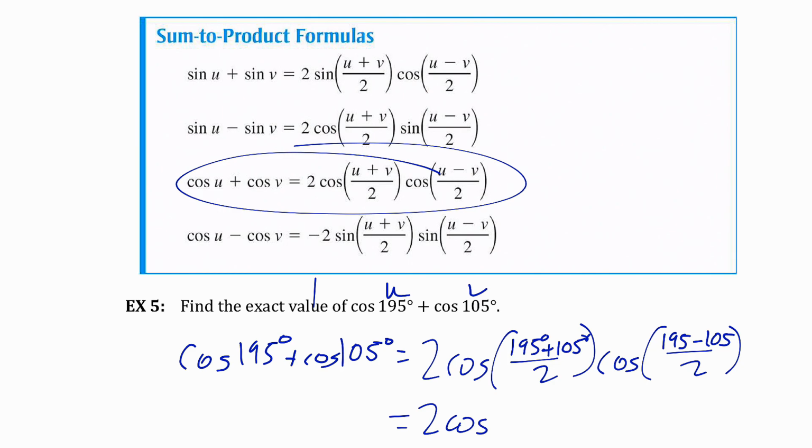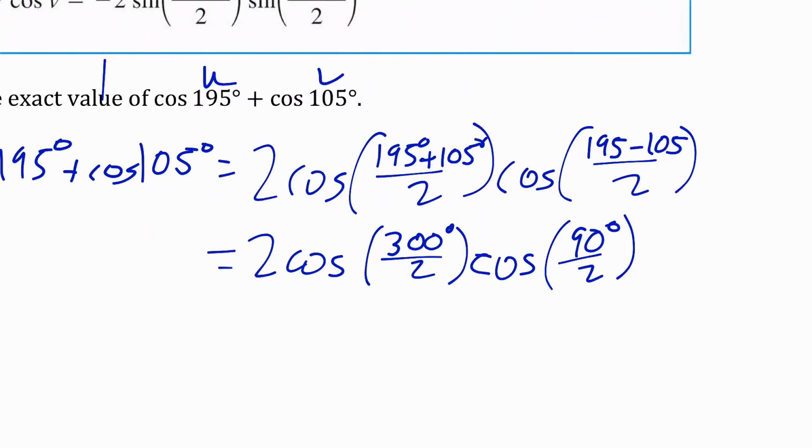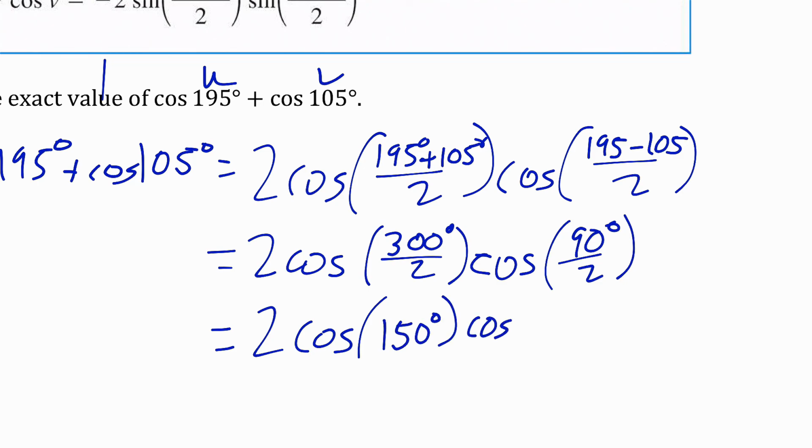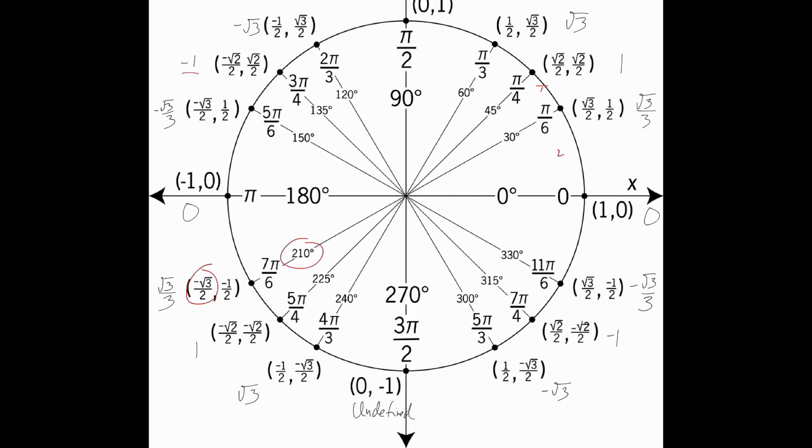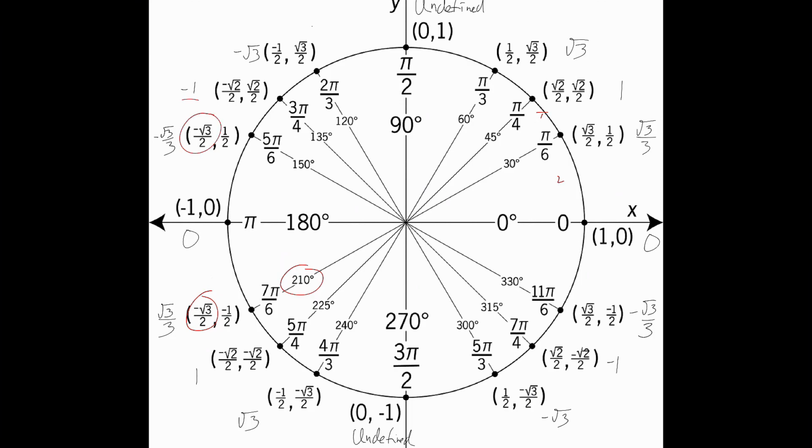When we clean those fractions up, let's start with cleaning up the numerator. So 195 plus 105 is 300 degrees, and we'll divide that by 2 in a second. The second one, we got cosine of 195 minus 105 is 90 degrees over 2. Cleaning this up just a little bit more, we got 2 times the cosine of 300 divided by 2, which is 150 degrees. Cosine of 90 divided by 2 is 45 degrees. And from here, folks, we have this information on our unit circle. So we got 2 times the cosine of 150. Cosine of 150 is negative square root of 3 over 2.